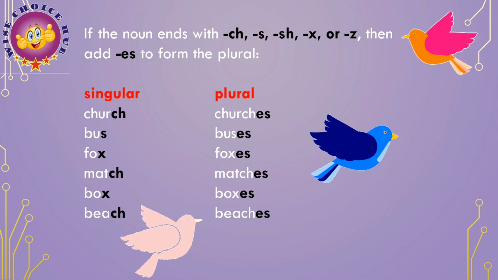So it goes on with bus, buses, fox, foxes, match, matches, box, boxes, beach, beaches. B-E-A-C-H. So where there is CH, I'm going to add ES and make it a plural. Where there is X at the end of the word, I'm going to add ES and make it plural. Fox, foxes.